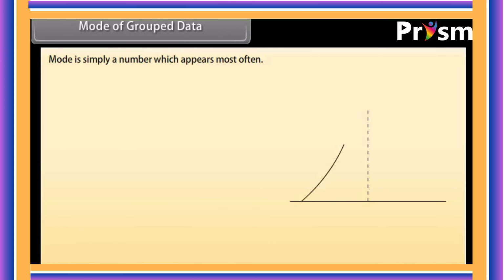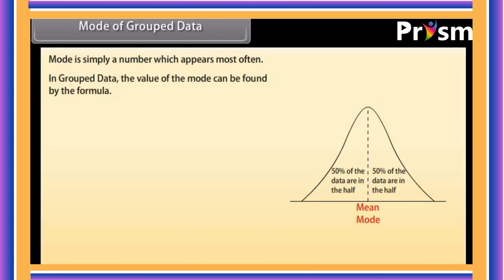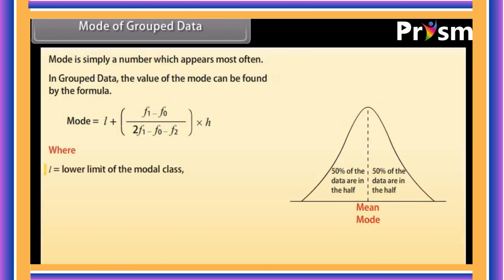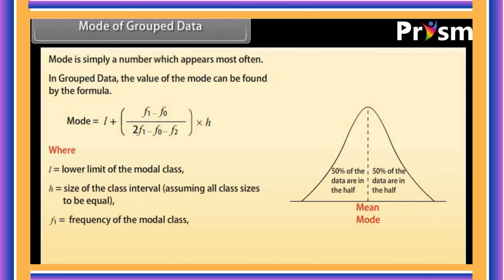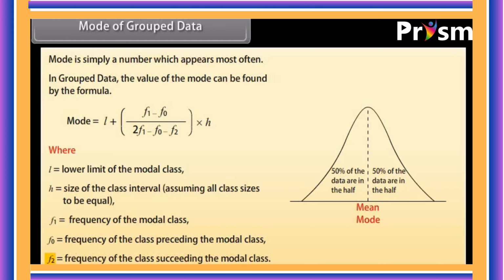Mode of grouped data. Mode is simply a number which appears most often. In grouped data, the value of the mode can be found by the formula as given below. L plus F1 minus F0 divided by 2F1 minus F0 minus F2, multiplied by H, where L is equal to the lower limit of the modal class, H is equal to the size of the class interval, assuming all class sizes to be equal. F1 equals the frequency of the modal class. F0 is equal to the frequency of the class preceding the modal class. F2 is equal to the frequency of the class succeeding the modal class.